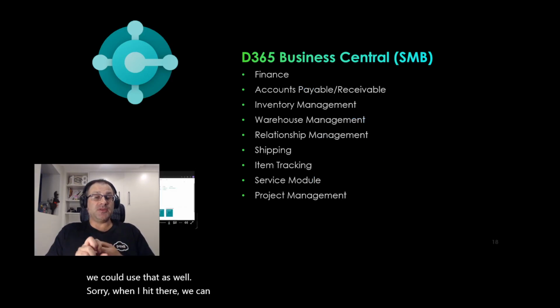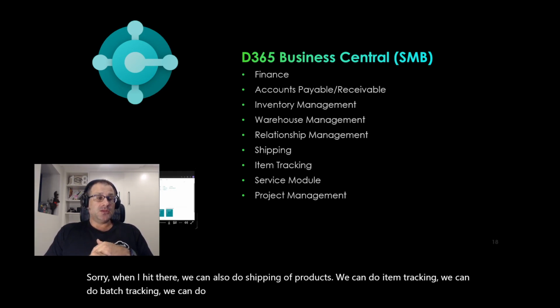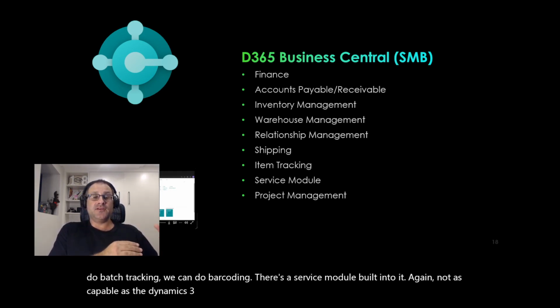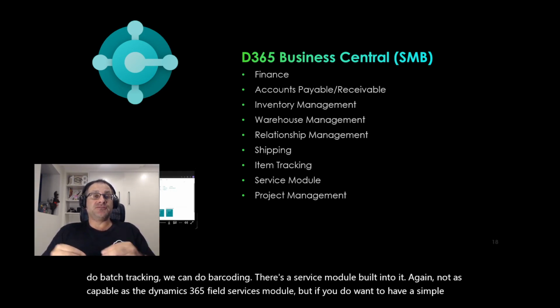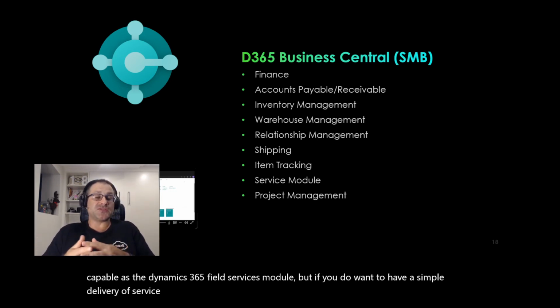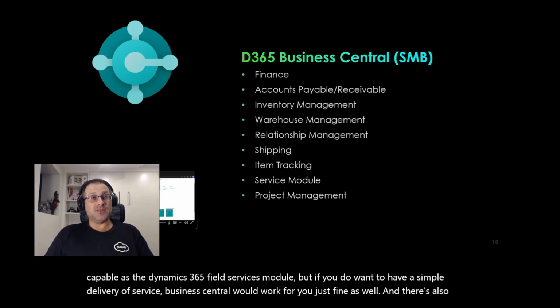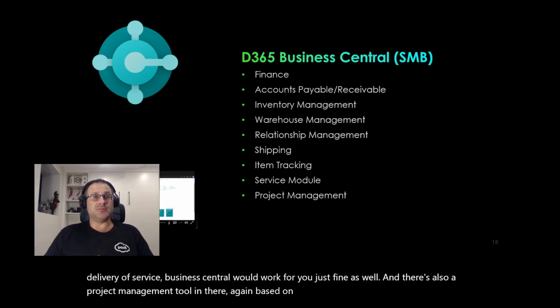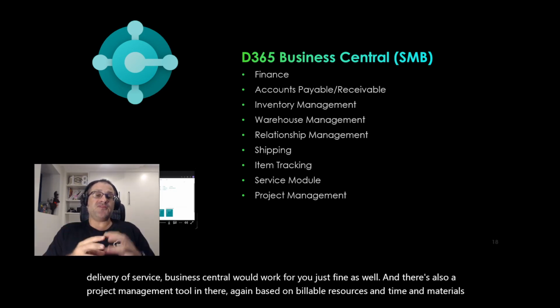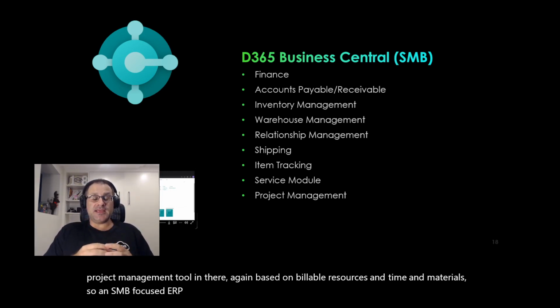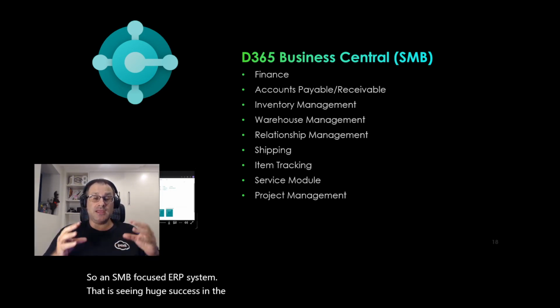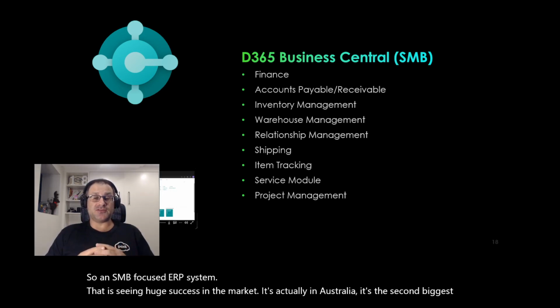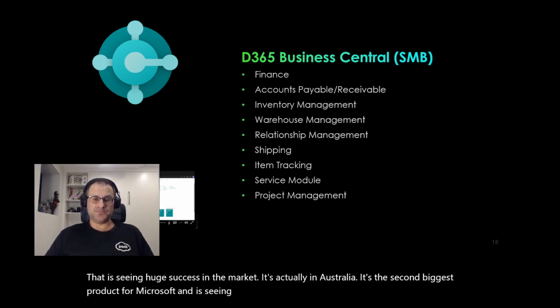We can also do shipping of products. We can do item tracking. We can do batch tracking. We can do barcoding. There's a service module built into it. Again, not as capable as the Dynamics 365 field services module, but if you do want to have a simple delivery of service, Business Central would work for you just fine as well. And there's also a project management tool in there, again, based on billable resources and time and materials. So a SMB-focused ERP system that is seeing huge success in the market. In Australia, it's the second biggest product for Microsoft, and is seeing huge growth.